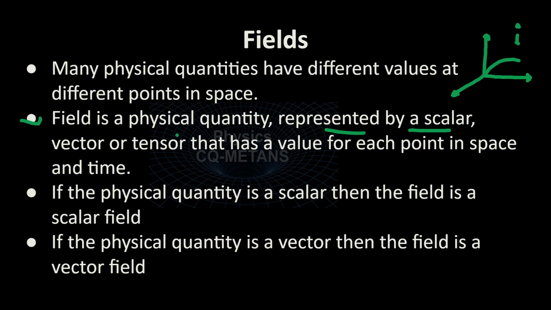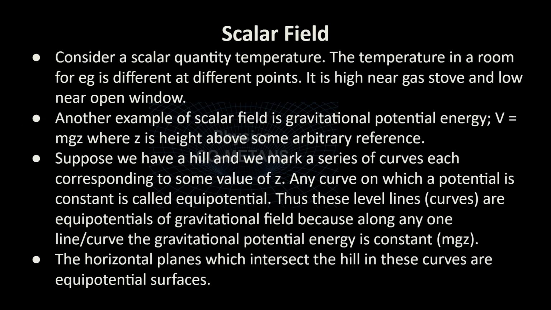Now if the physical quantity we are talking about is a vector, it is a vector field. And if the physical quantity is a scalar, then the field is a scalar field. If we are talking about a physical quantity which is scalar in nature, then we are talking about a scalar field, and vice versa. Let us discuss the scalar field.